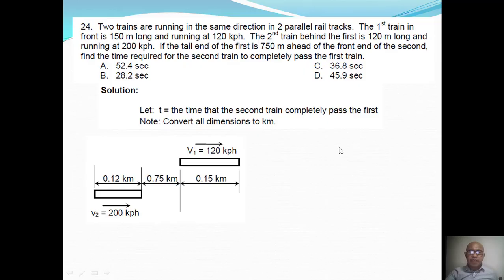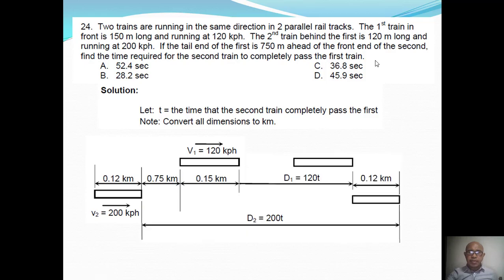Okay, so the final position is when the second train completely passes the first train. So we have now the position here. So notice, we have now the first train has traveled this distance, and the second train has traveled this distance, and the second completely passed the first train. So we have here the distances.